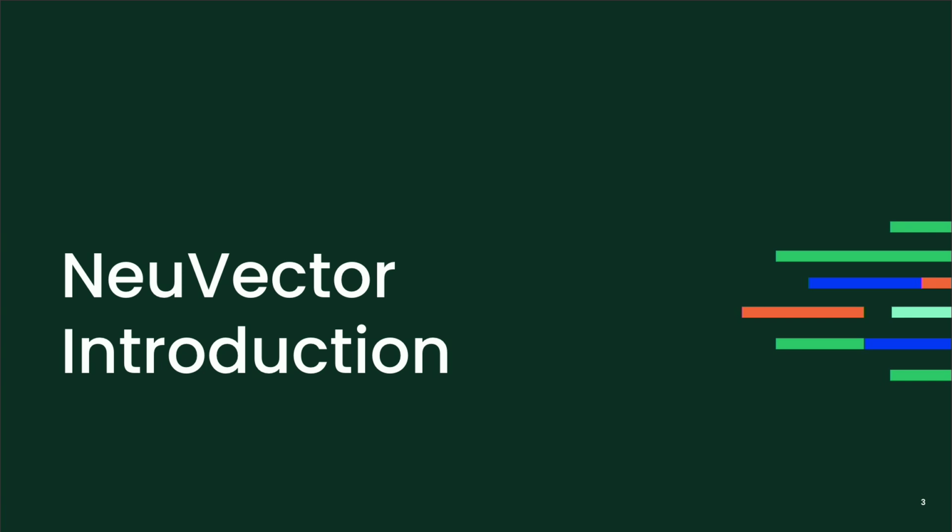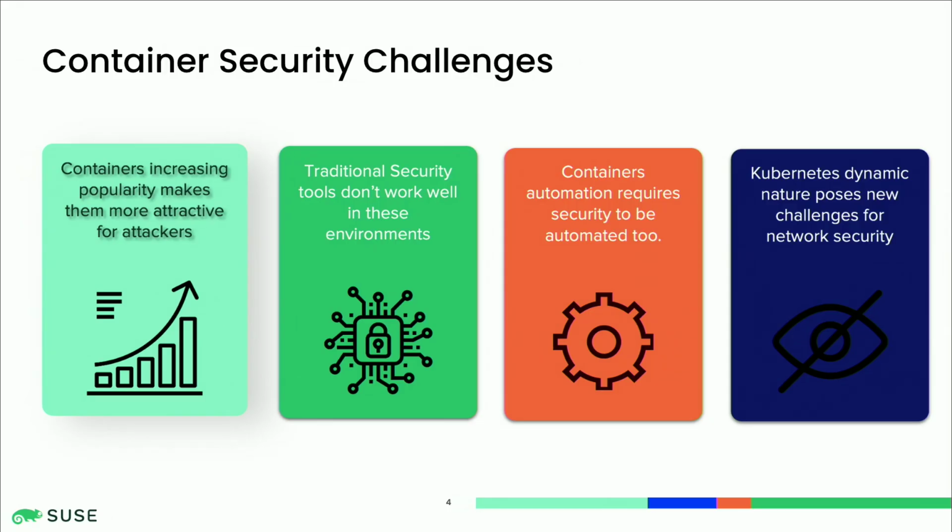So what is NeuVector? NeuVector is a holistic supply chain and Kubernetes runtime solution. And it uses virtual network traffic as a source of truth, which makes it pretty unique in its space. So let's think about a little more about emerging security challenges for a minute.